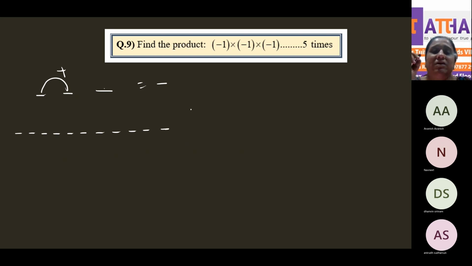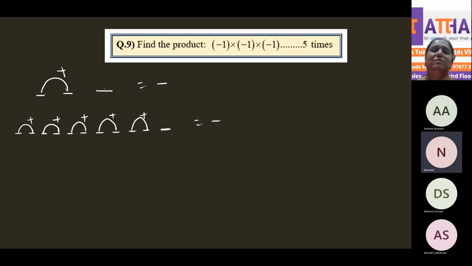So what will happen? You can make 5 pairs. Like these two minus signs become plus. Minus into minus is plus. You'll have 5 pairs. But since it's an odd number of minus signs, one minus sign will be left alone. So this plus into minus will become minus, because one minus sign will not be paired. It will be left alone. So the product will be minus.